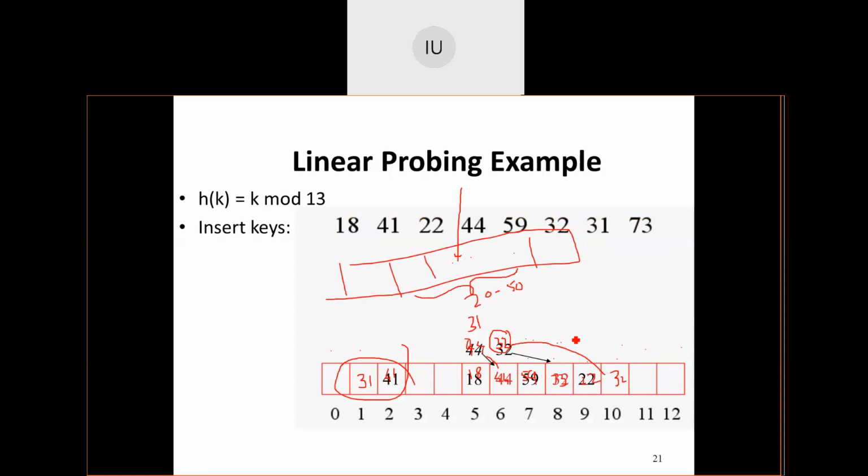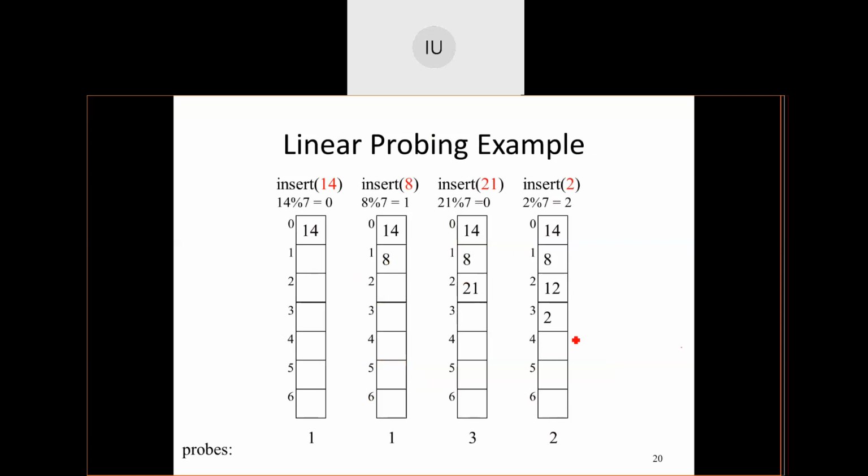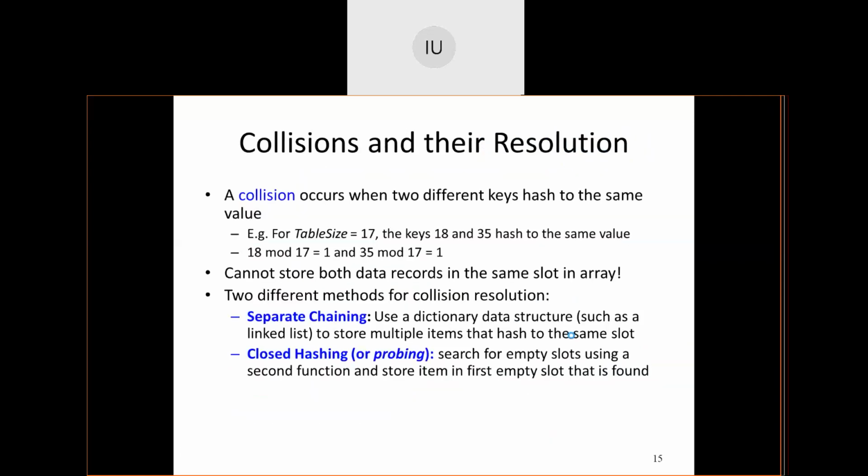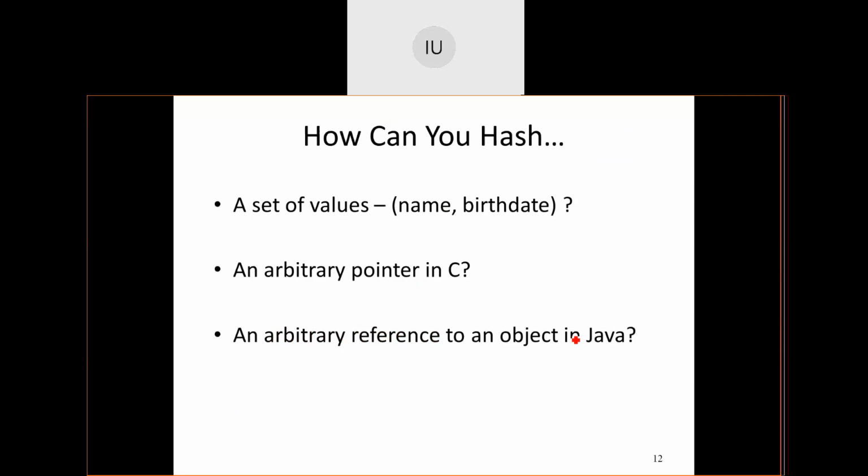Now, all these things that you have seen have integer values. Now, just imagine having string values. What should I do? How can you hash this kind of values? A set of values having name and birth date, an arbitrary pointer in C, an arbitrary reference to an object in Java. How do you map these to a hash table?